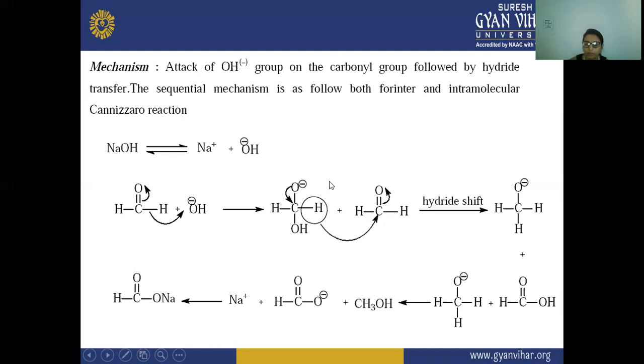After that, this intermediate will react with the second molecule of formaldehyde. In the next step, a hydride shift happens. This hydride will take the electron from this carbon, which has the positive charge, and this hydrogen has the negative charge. That is why a hydride shift is happening here. After that, this hydride shifts to the second molecule of the aldehyde, this oxygen withdraws electrons, and there is a formation of this structure.